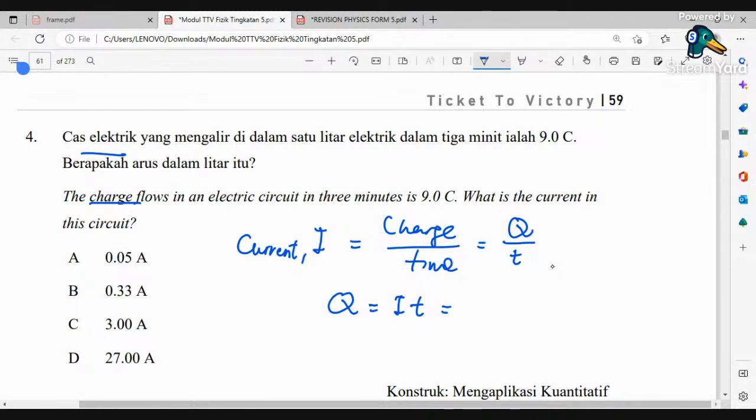Soalan ialah charge flow. What is current? Ya, soalan nak current. So kita just guna formula current. So I equals Q divided by t. We have 9 coulomb divided by time in 3 minutes. 3 minutes, you're going to convert to seconds.